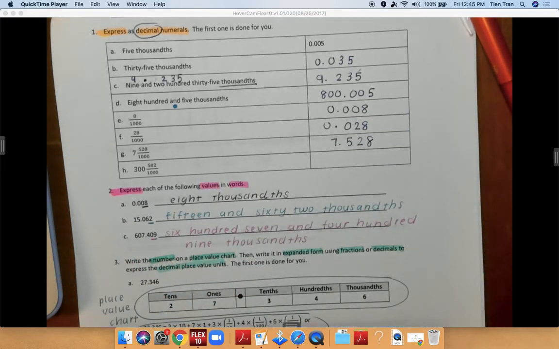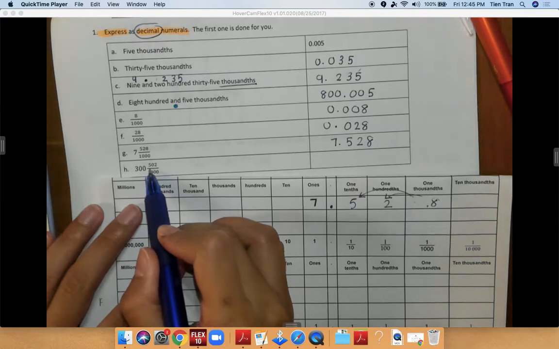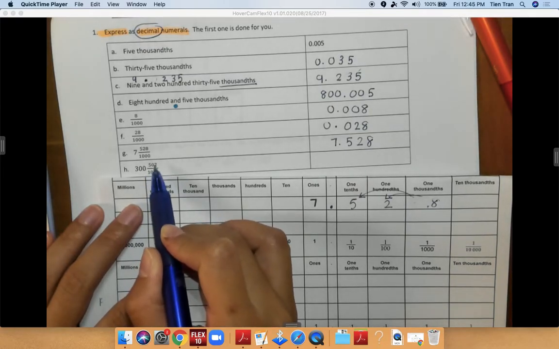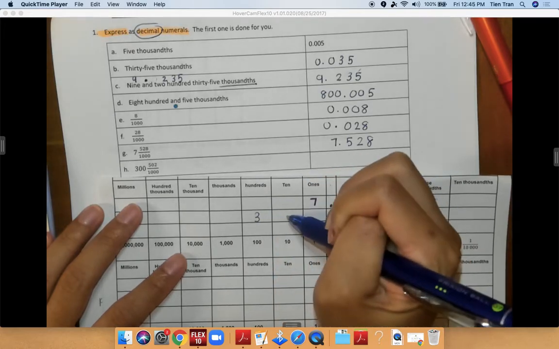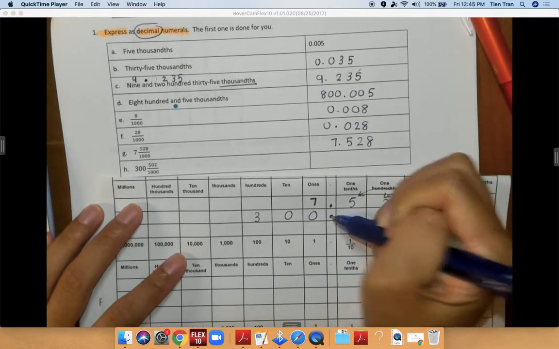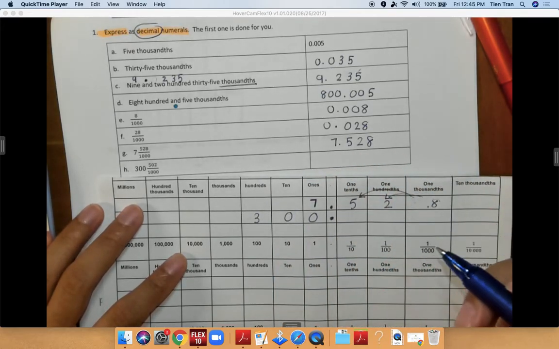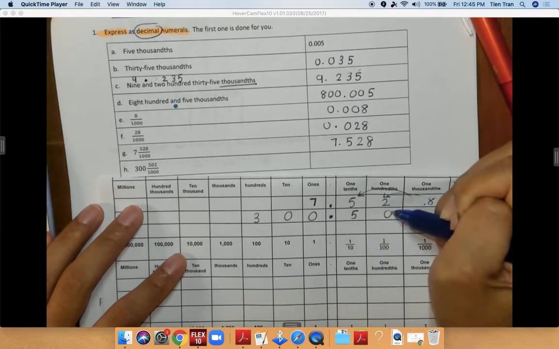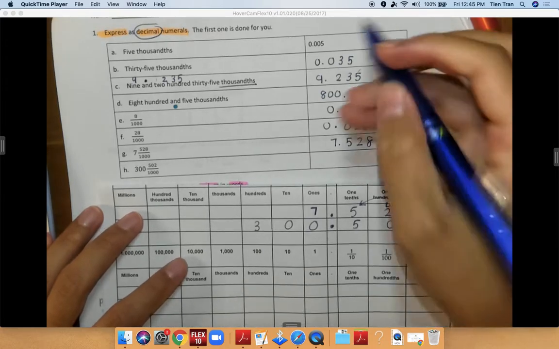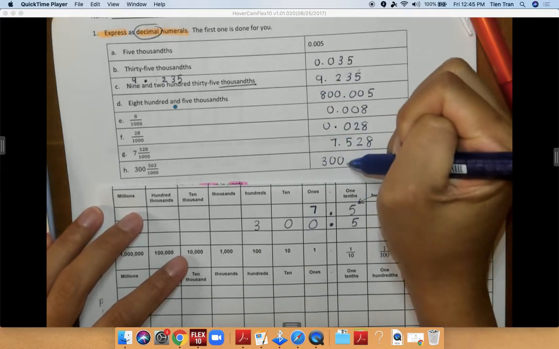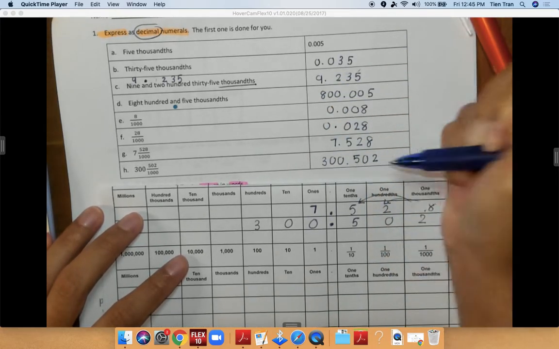Okay. Now the next number I have here is 300 and 502 thousandths. So I'm going to write in 300 and 502 thousandths. Your 2 needs to end in the thousandths place, and it did. So we have 300 and 502 thousandths.